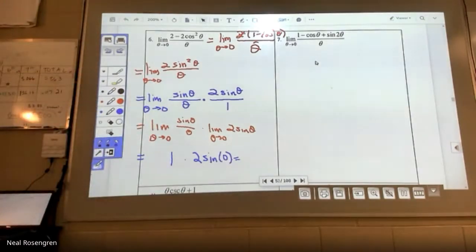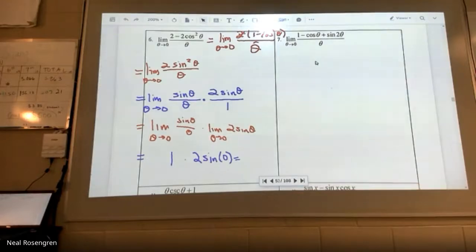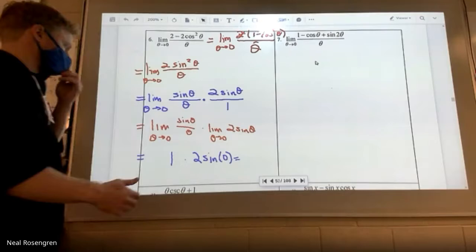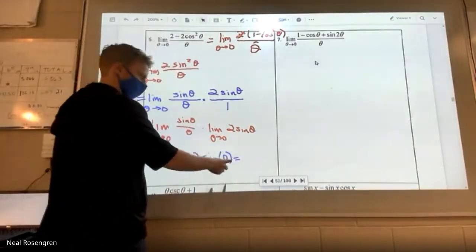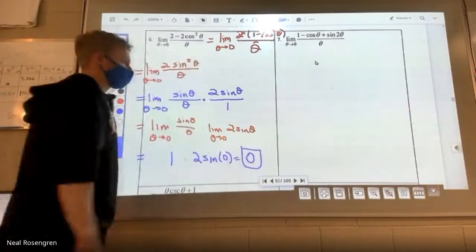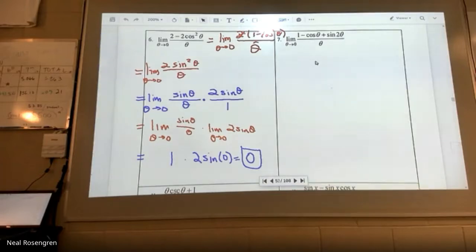Get yourself to a point where you've either divided away the problem by factoring and simplifying, or rationalizing and simplifying, or isolating one of those, or both of those 2 trig functions, 0, right? Because 1 times 2 times 0. Yay, 0. I got it right. Cool.